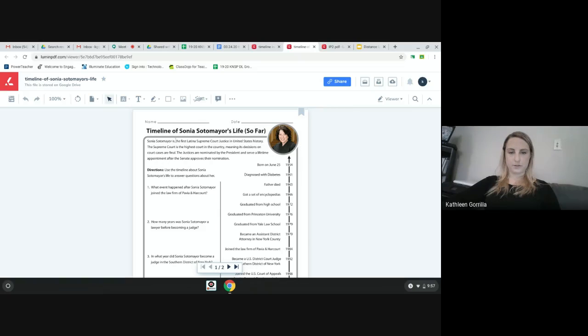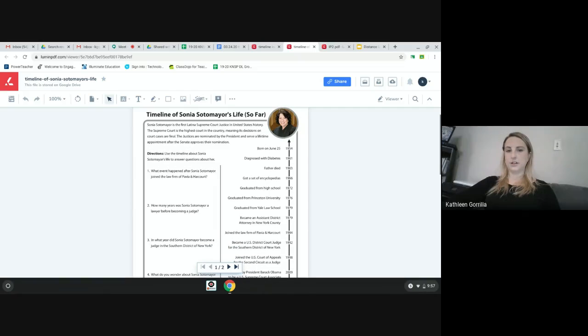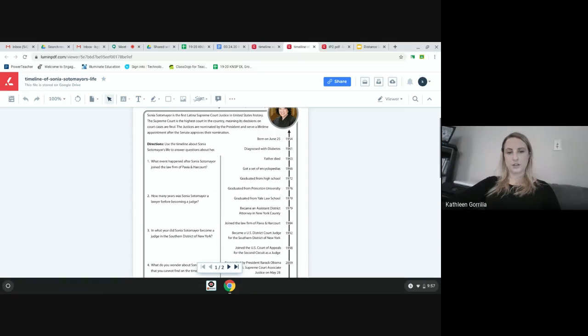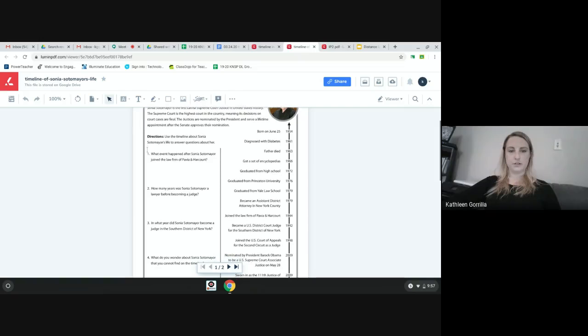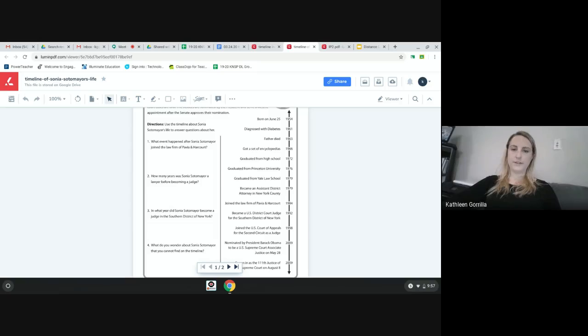Sonia Sotomayor is the first Latina Supreme Court justice in United States history. The Supreme Court is the highest court in the country, meaning its decisions on court cases are final. The justices are nominated by the president and serve a lifetime appointment after the Senate approves their nomination. Directions: use the timeline about Sonia Sotomayor's life to answer questions about her. So, question number 1. What event happened after Sonia Sotomayor joined the law firm of Pavia and Harcourt?